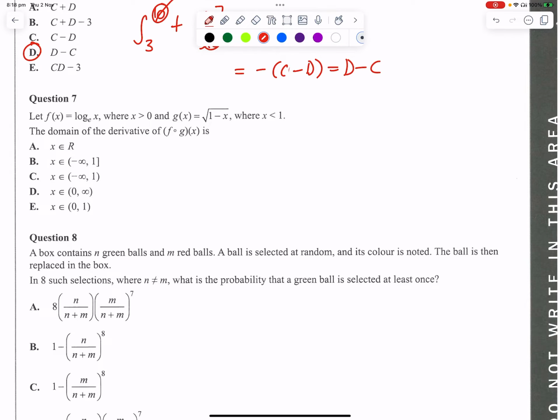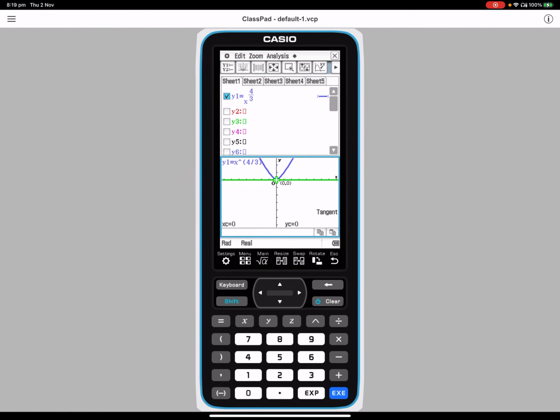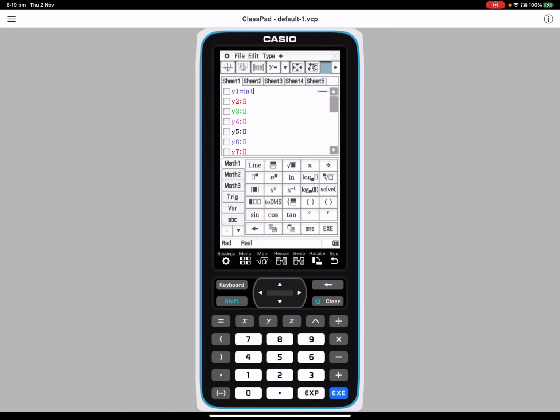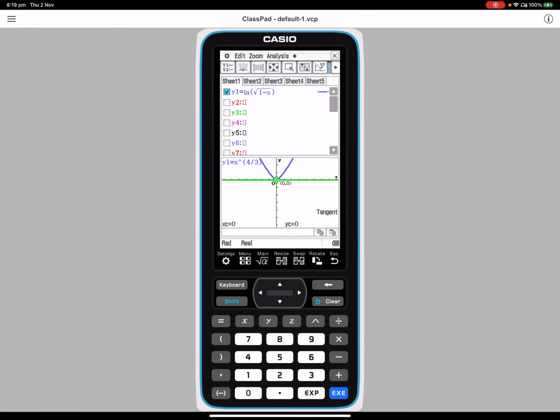Okay, here, log e of x, x is greater than 0. Root 1 minus x, x is less than 1. So, log e, and then root 1 minus x. And there's our function. So our derivative is going to exist for everything up to 1, but we can test it.